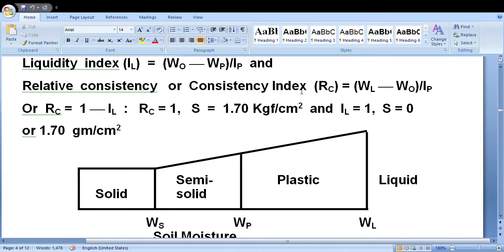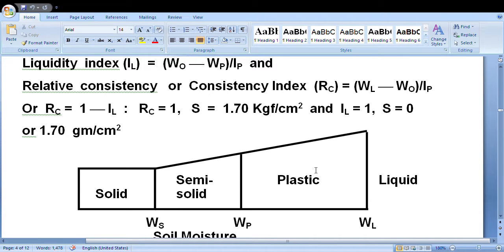We can also calculate RC as 1 minus liquidity index. If RC is 1, shear strength will be 1.7 kg. If liquidity index IL is 1, the shear strength is 0. So when soil moisture is here, it will be 0.